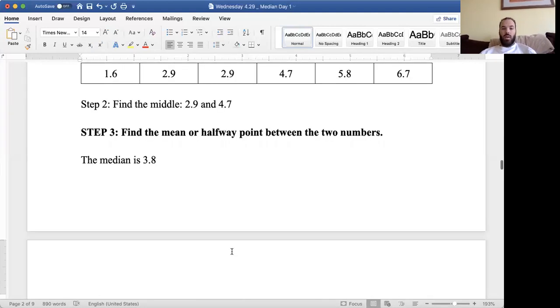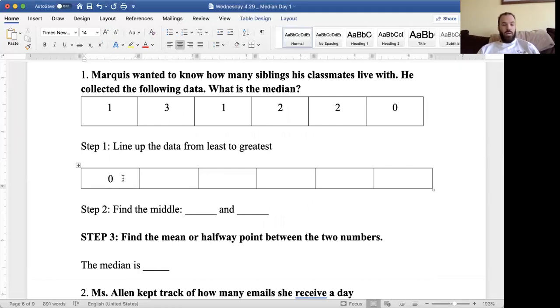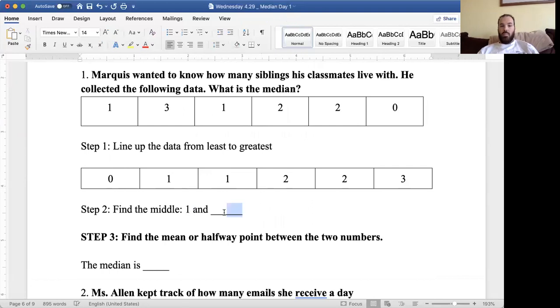Okay, for problem set 2, I always start by lining them up from least to greatest. I would get 0, 1, 1, 2, 2, 3. The middle is right here between 1 and 2. In my brain, I know what's halfway between 1 and 2. Easy, 1.5, which I'm going to write as 1.5. You also could have written it as 1.5.